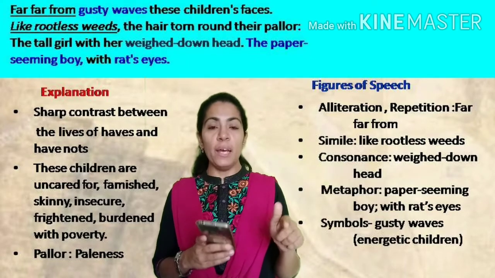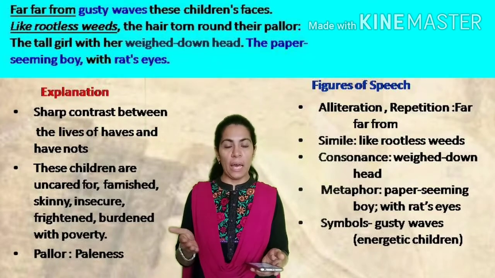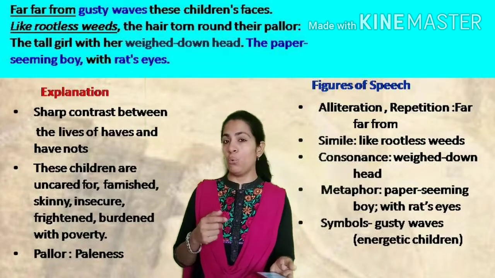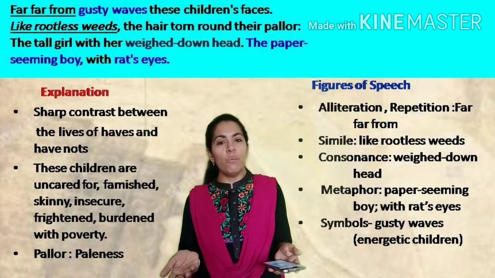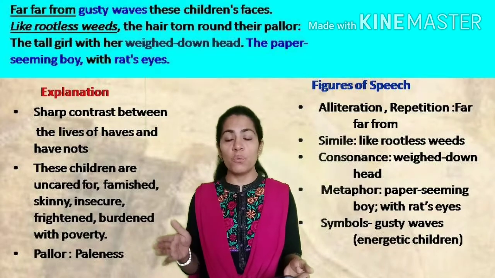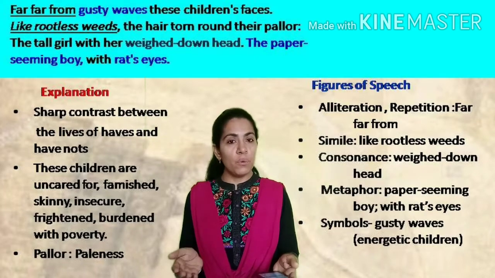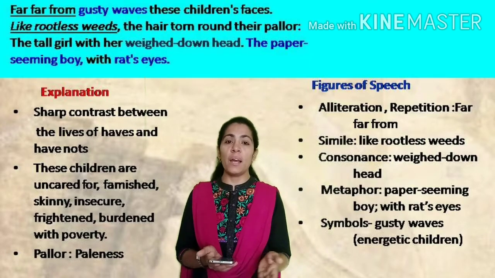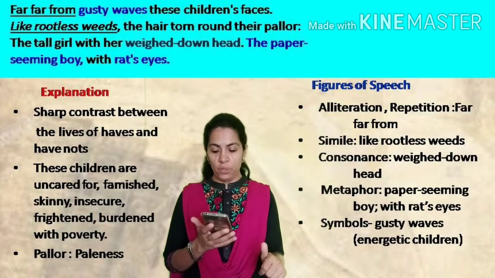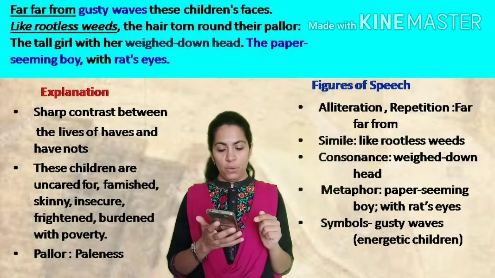Like rootless weeds, the hair torn round their pallor. Now, these children have no one to take care of them. Though they have people at home, no one bothers to tidy or comb their hair. So they just come to school with uncombed, unkempt hair. So their unkempt hair has been compared to rootless weeds, not in the proper place. They are also compared to rootless weeds, like they are unwanted in the society, the underprivileged section of the society. They belong to that particular strata. So like rootless weeds, there is a simile being used here.